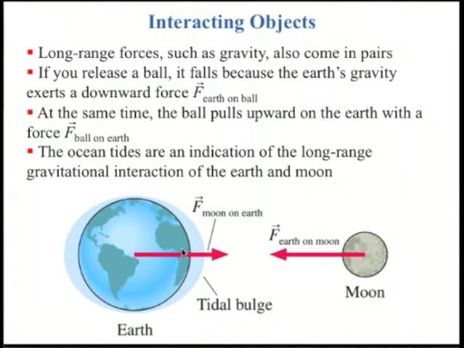And here you can see the ocean tides are an indication of the long-range gravitational interaction between Earth and Moon. So the Earth pulls on the Moon, which causes the Moon to orbit the Earth. The Moon also pulls on the Earth, which is one of the things that causes these tidal bulges.